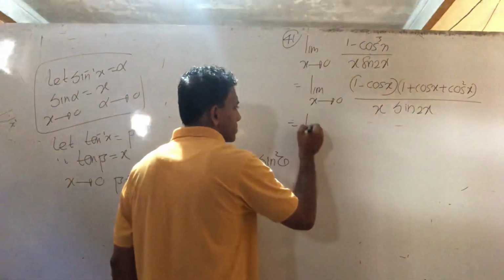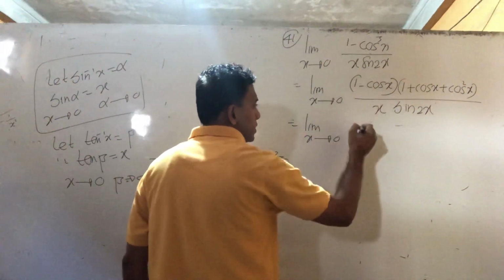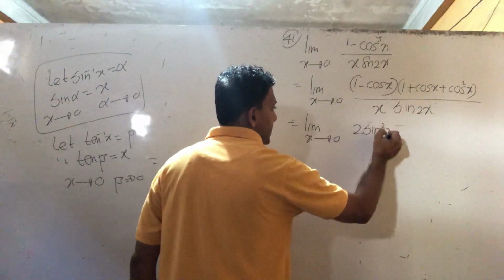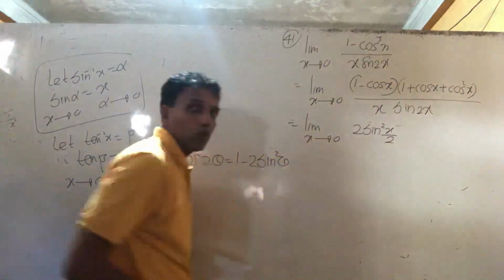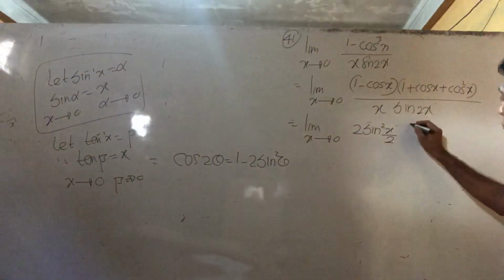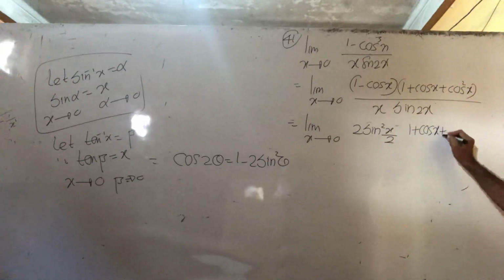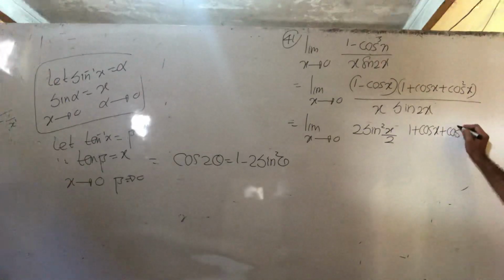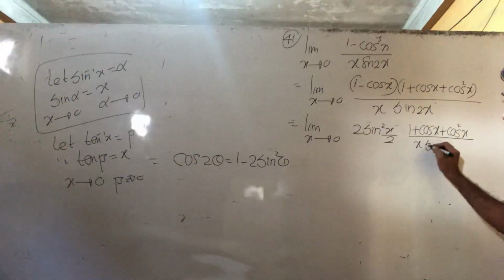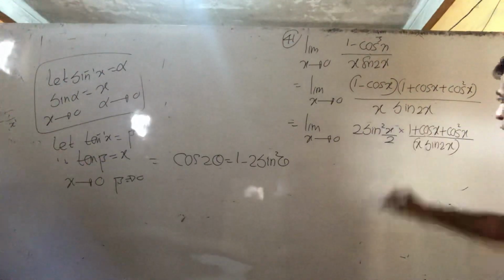Therefore, limit x approaches 0. This is what? 2 sine square x by 2, and here 1 plus cos x plus cos square x over x into sine 2x, right? So the remaining part in the problem.